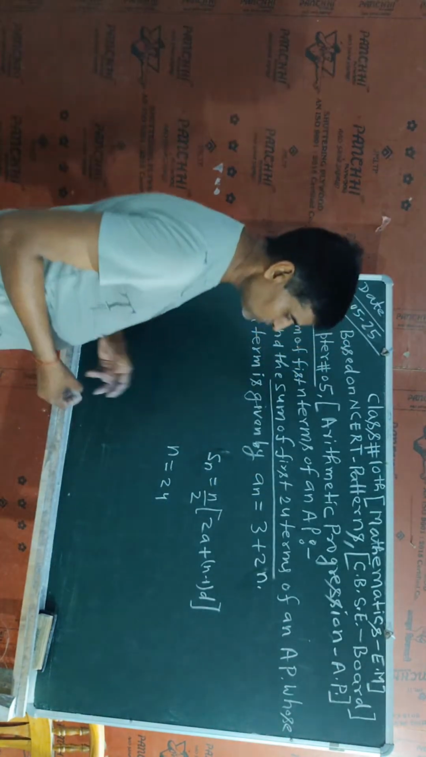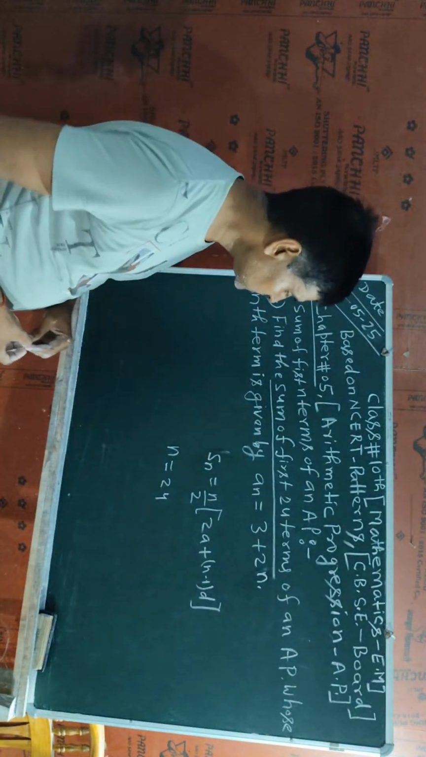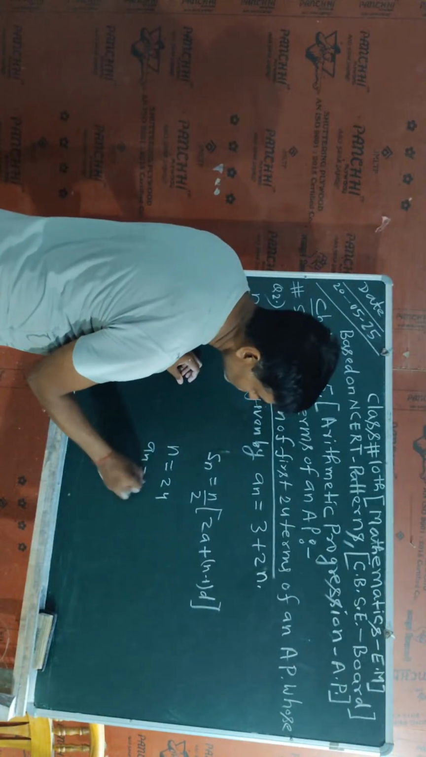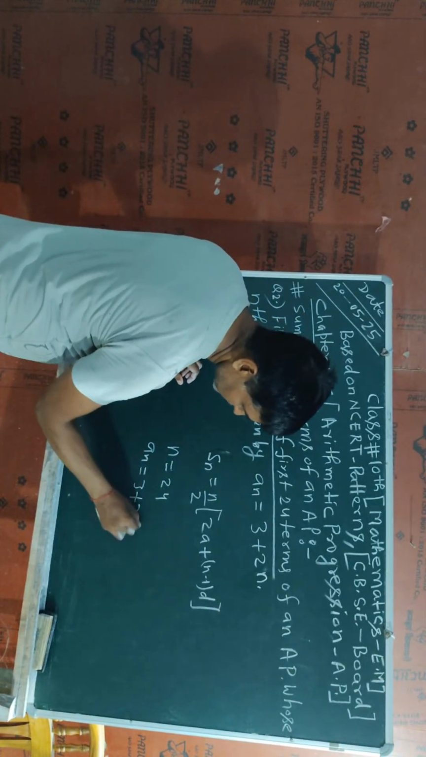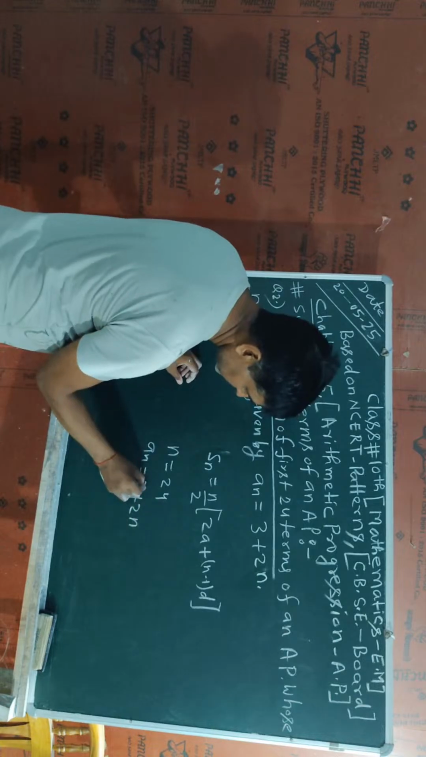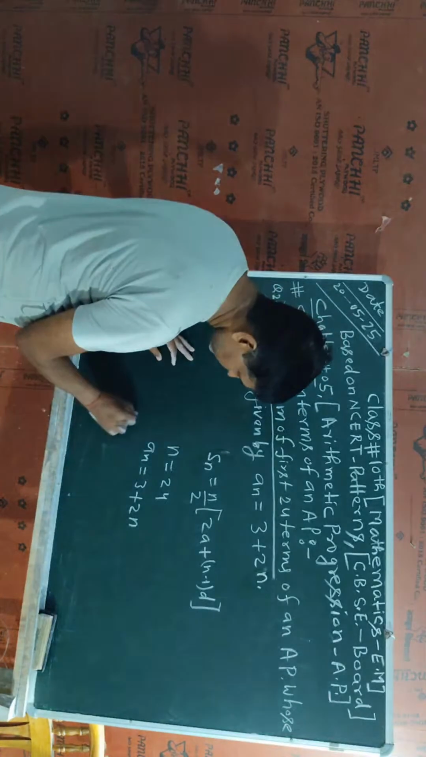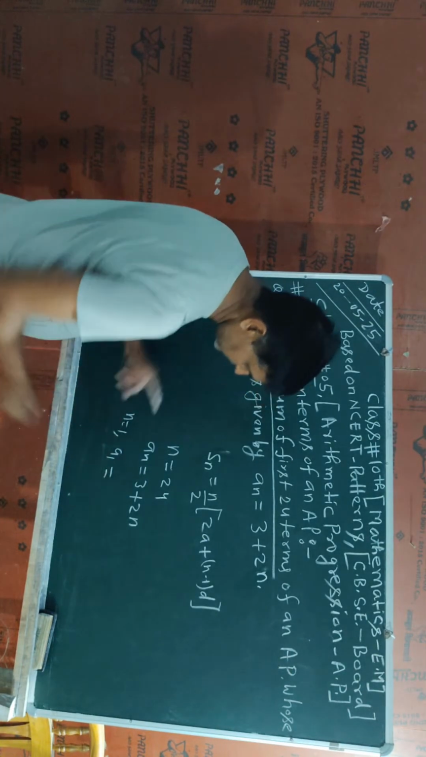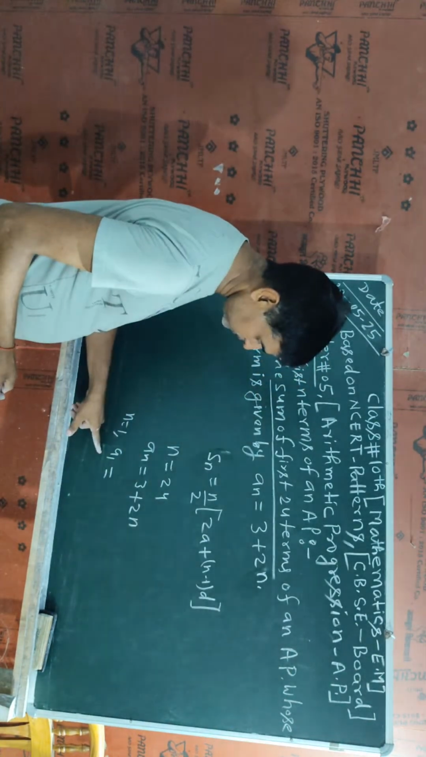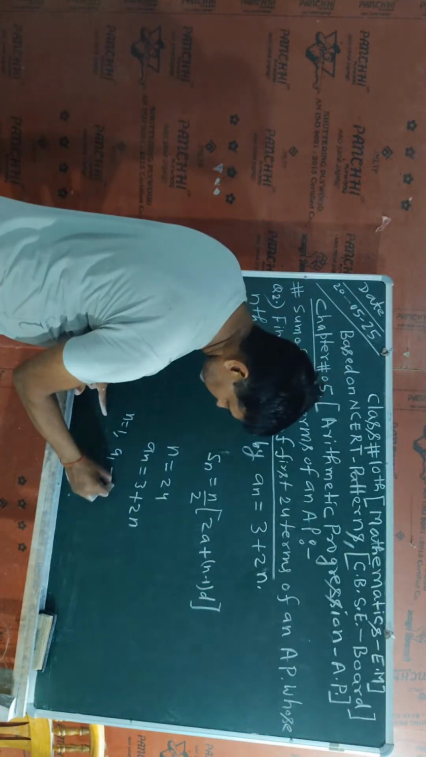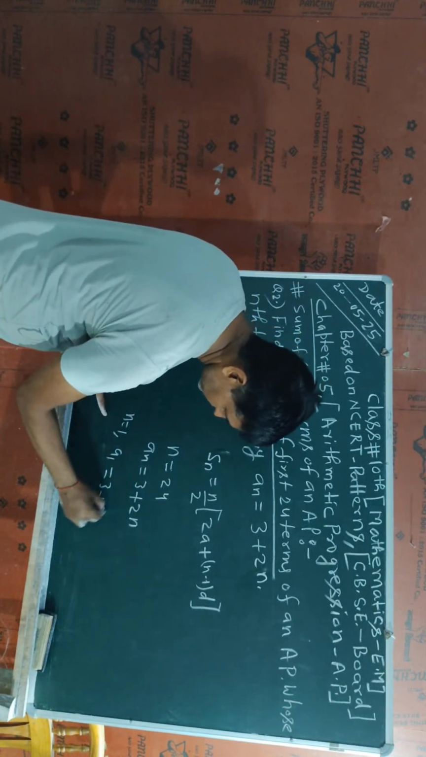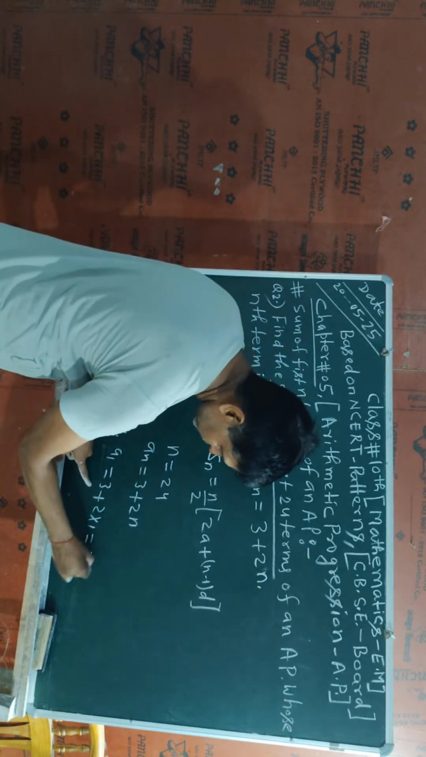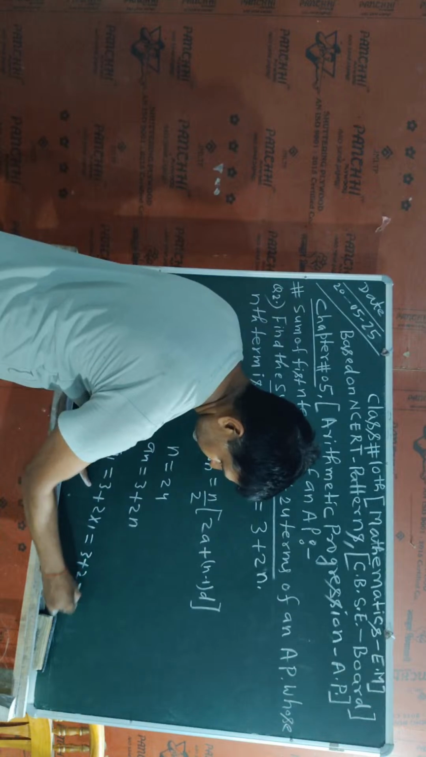To get the first term, you have to put the value of n equal to 1. The nth term is given as an = 3 + 2n. So the student has to put n = 1, and after putting it in place of n, the student will get 3 + 2 into 1. After simplifying, 3 + 2 will be 5.